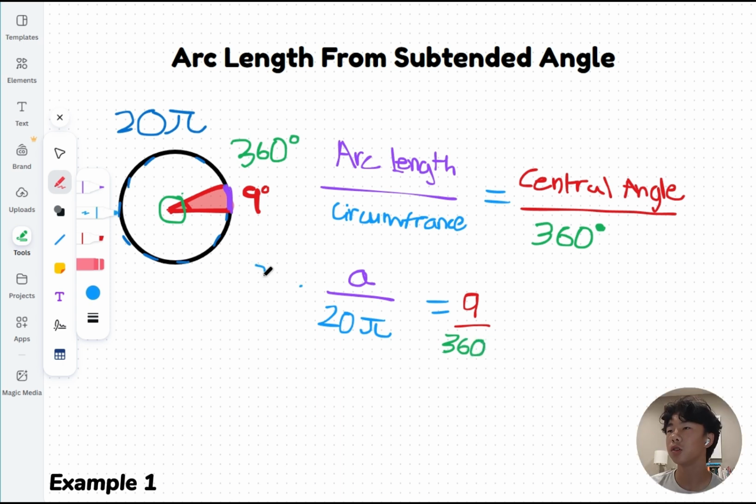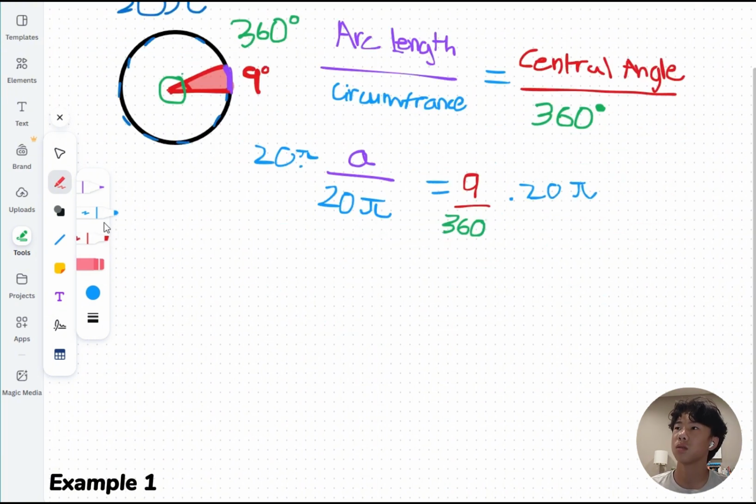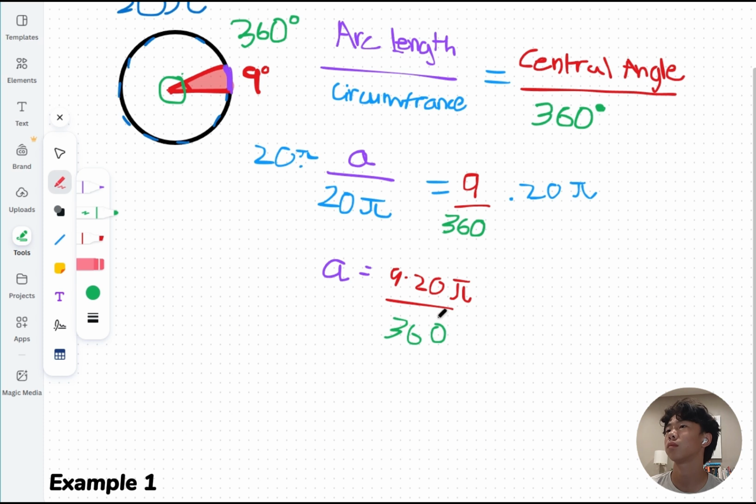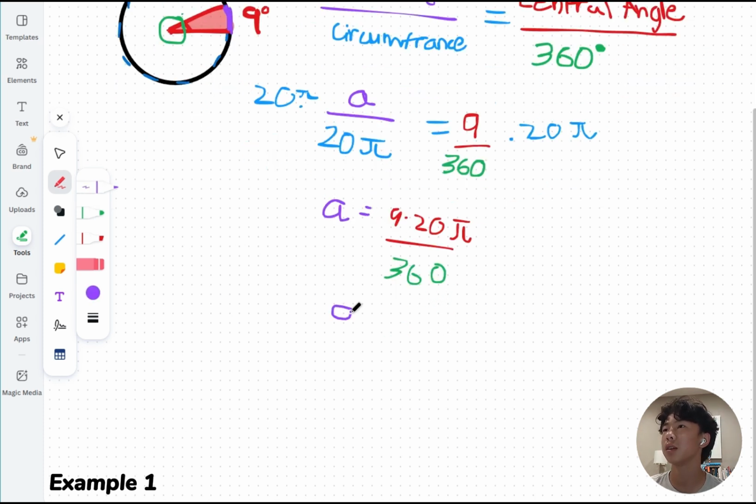Then we multiply 20 pi on both sides, which will get us a equals 9 times 20 pi divided by 360. And we can simplify this into a equals 180 pi divided by 360, which is also equal to 1/2 pi.